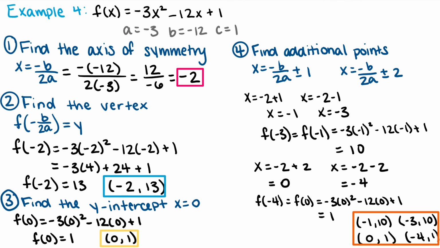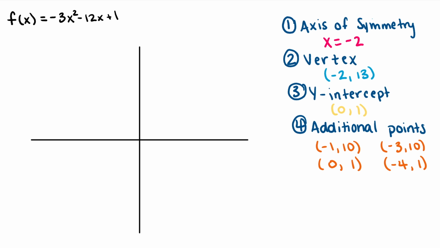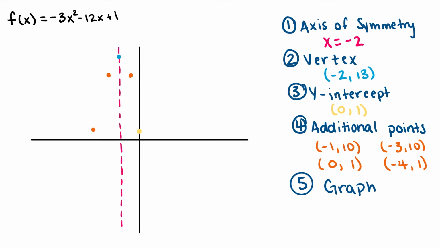Now let's graph. Plot the axis of symmetry, the vertex, the y-intercept, and all the additional points. Connect the dots and we have our parabola.